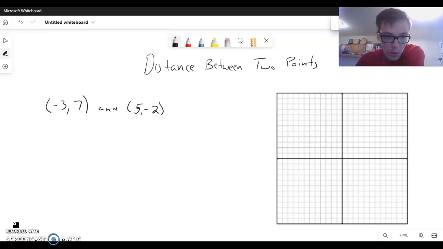What I would do first is plot those coordinates on the graph. So -3, 7, that's 1, 2, 3, 4, 5, 6, 7. There's my point right there in black. Okay, and I'm going to make the other one in red. That's going to be 5, -2, so over 5, 1, 2, 3, 4, 5, down 2, 1, 2, plot that coordinate.